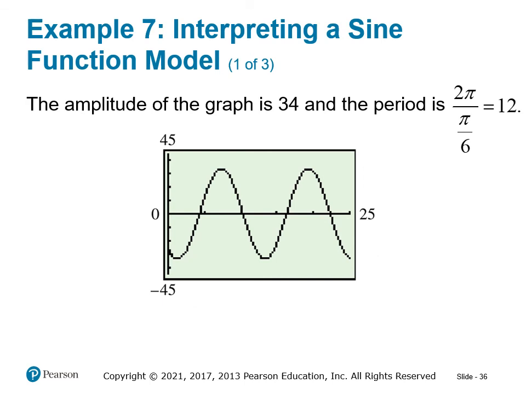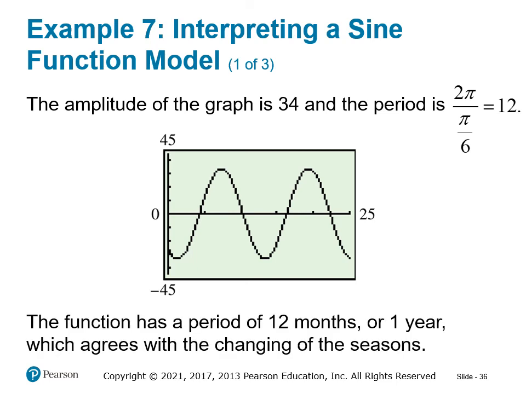So this is what it would look like on your calculator. And since this is a graph of the weather over a year, we know that its period is 12, because that's how many months are in a year. Okay? So we know that our B multiplier is pi over 6.